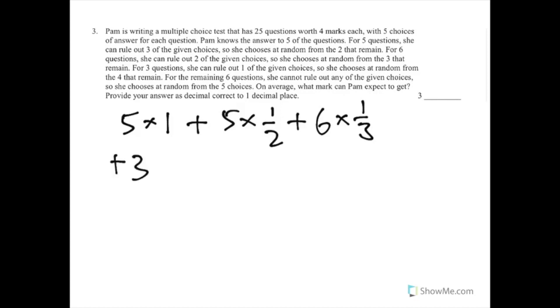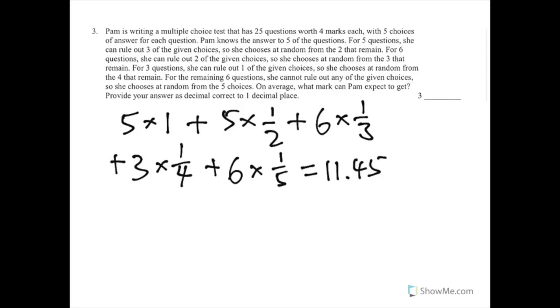For the next 3 questions, since there are 4 random choices, there's a quarter of a chance that she will get those right, and there are 6 questions remaining, and there are 5 options left, so it's a fifth of a chance that she'll get those right. And so all we need to do now is to calculate this, and we will get 11.45 as our answer here. Now, we must not forget that each question is worth 4 marks, so we need to multiply this answer by 4, and so the final answer is 45.8. And that's the third question.